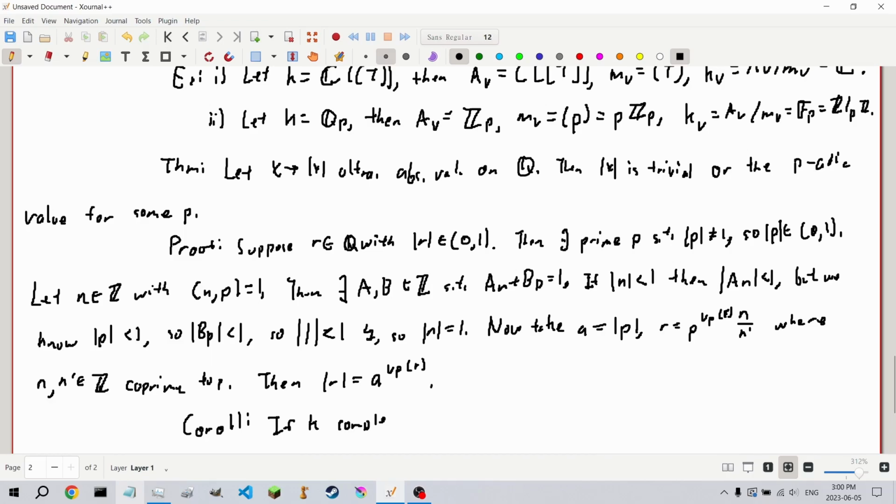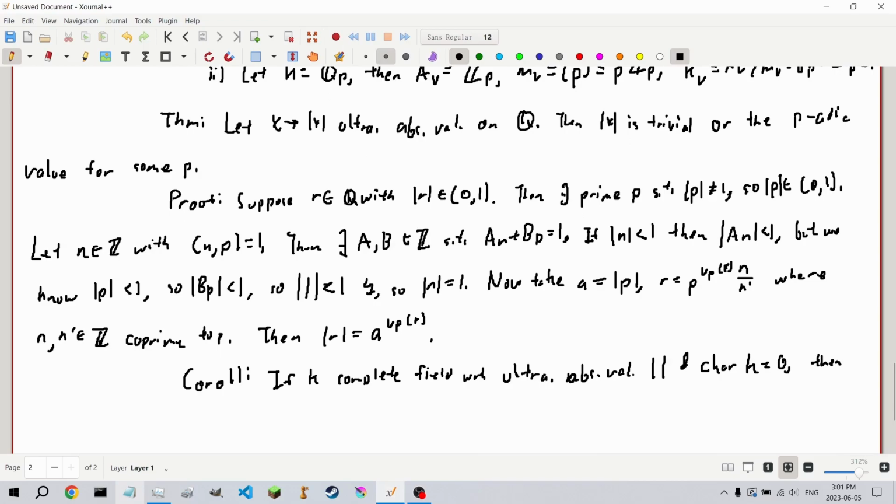If K is a complete field with respect to an ultrametric absolute value, and the characteristic of our field K is 0, then K contains Q with the discrete topology, or K contains the p-adic rationals, for our absolute value.